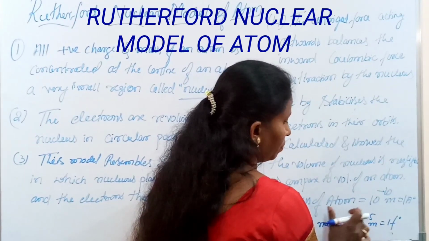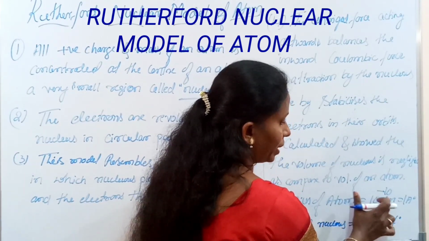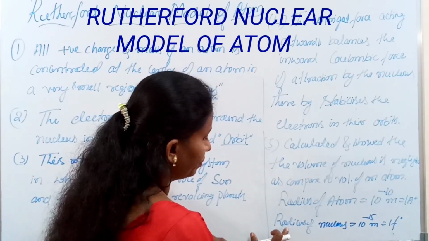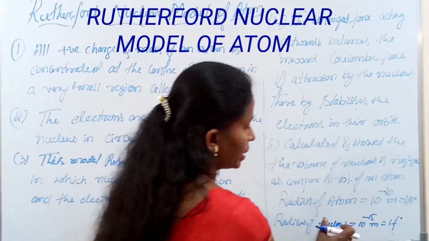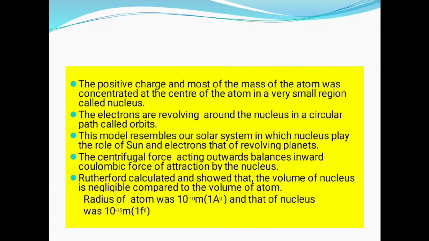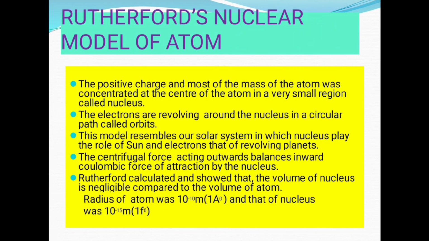The radius of the atom was found to be 10 to the power of minus 10 meter, which is equal to 1 Angstrom unit, and he calculated the radius of the nucleus to be 10 to the power of minus 15 meter, that is 1 Fermi. So, by observing both observations and conclusions, Rutherford gave the nuclear model of the atom.